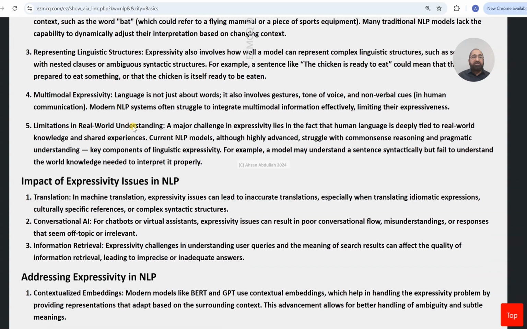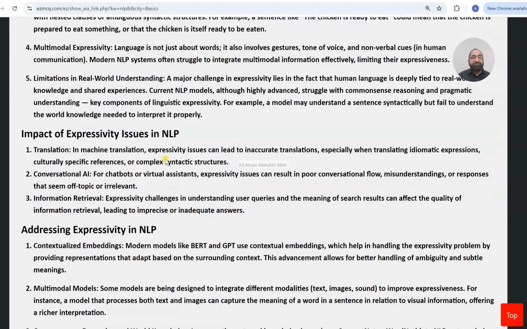And limitation in real world understanding. For example, a model may understand a sentence syntactically but fail to understand the knowledge needed to interpret it properly. Like I mentioned, for example, we go out and the grass is wet. So the grass is wet due to the sprinkler, or due to rain, or due to something else. It will depend upon many things, because if it's winter, then the grass might be wet not due to rain but something else. If it's rainy season, then of course it's rain. So where is that knowledge in the statement the grass is wet?